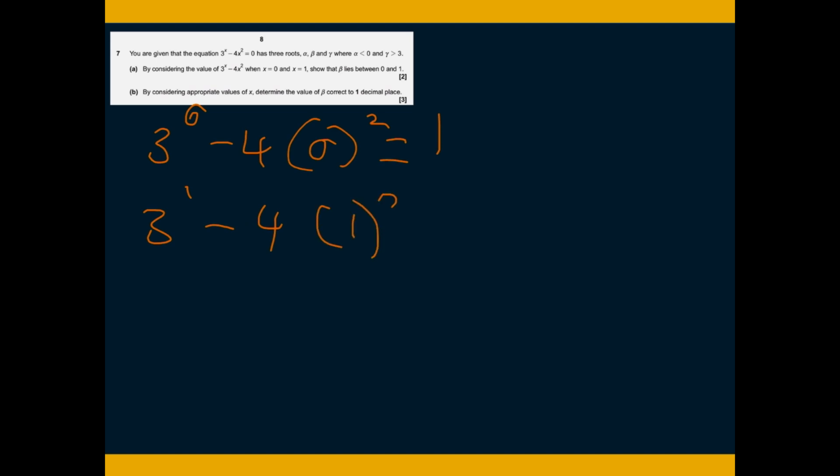So the first thing to do is to just sub in 0 and 1. So 3 to the 0 minus 4 bracket 0 squared equals 1. And 3 to the 1 minus 4 brackets 1 squared equals negative 1. So we can see here that there's a sign change from positive to negative, and sign change in your answer should be the key word.